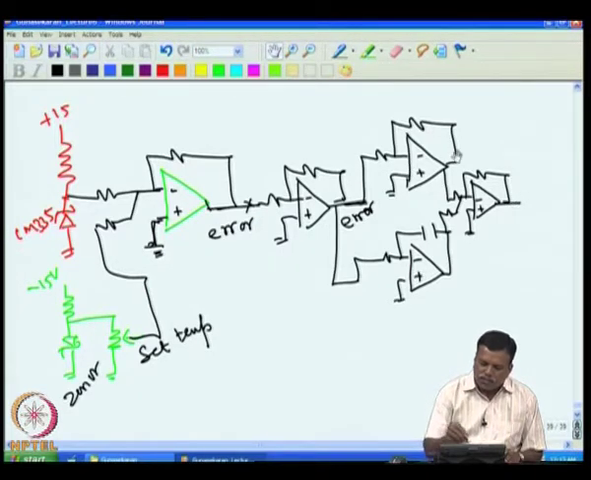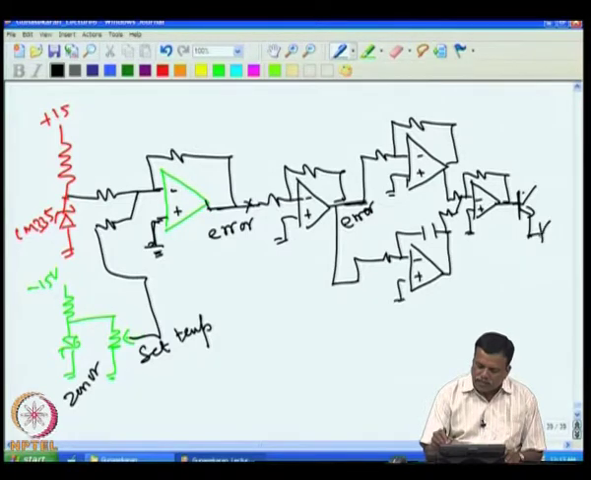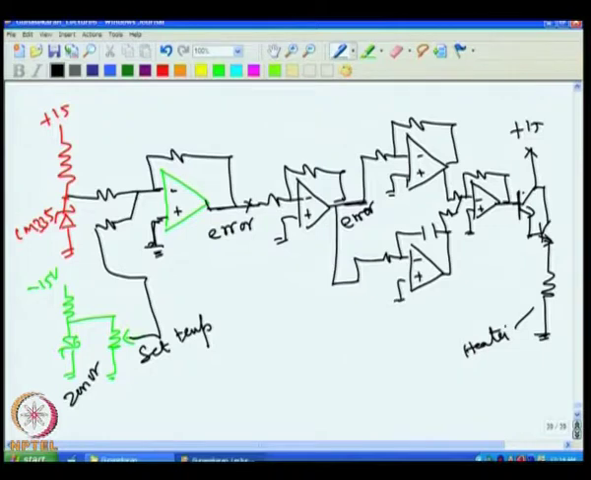This we can use to drive the heater. So, the heater can be driven through our standard supply; for example, we can have plus 15, and then I can have a heater here. So, that is the heater voltage, a heater. So, this is the circuit diagram of a PID temperature controller.